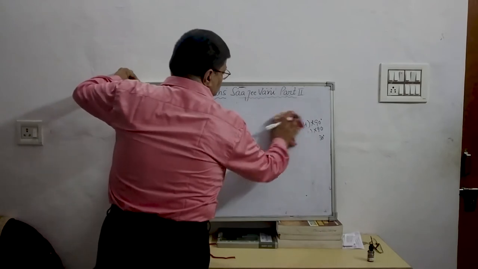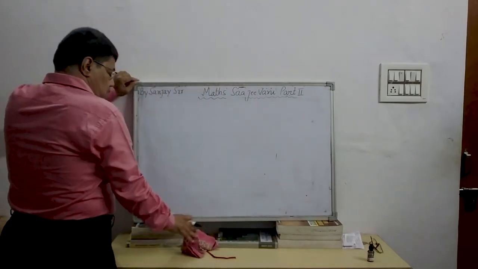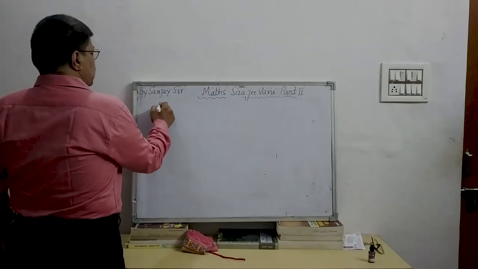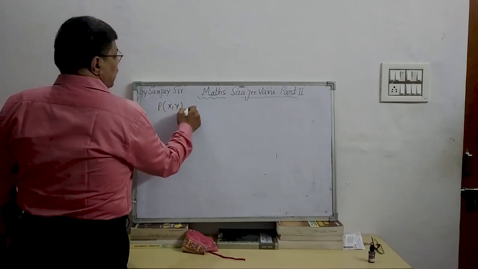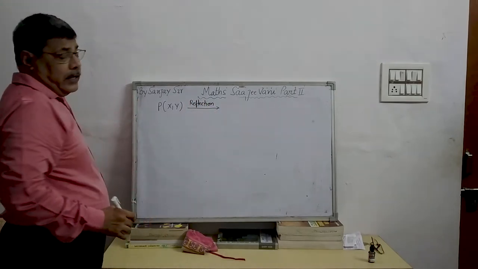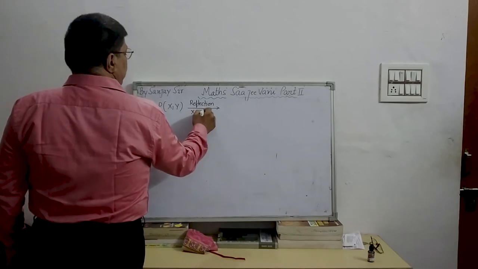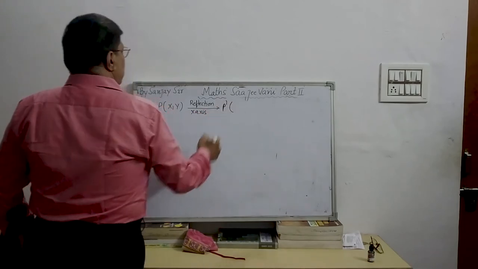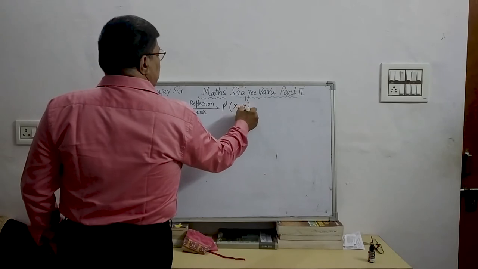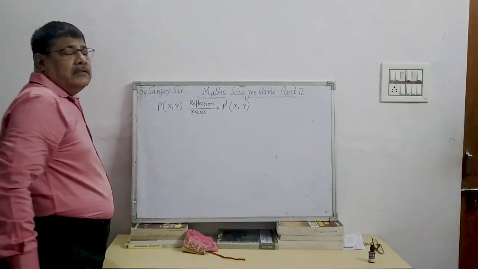Now next, I am coming to the reflection. If it is reflecting through x-axis, y-axis, origin, then what will be the corresponding values? Okay, suppose a point P has coordinates x, y, and reflection takes place through x-axis. Then the new coordinate P dash will be, what will be its value? Its y coordinate will change only and x will be the same. Suppose this is 3, 5. After reflection through x-axis, it will be 3, minus 5.